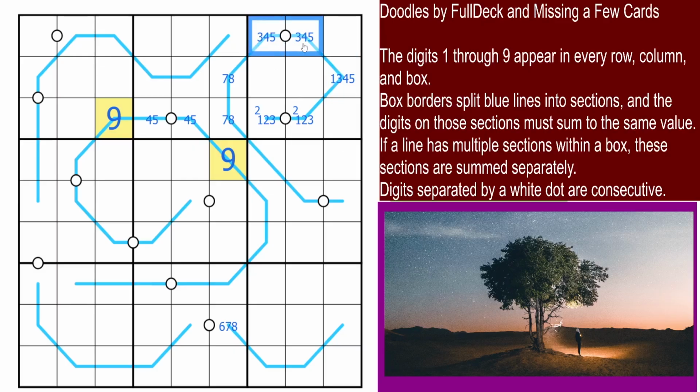Oh, and that means this has to be 4, right? 4 has to be here because this is now either 3, 4 or 4, 5. So 4 has to be here, and we can remove 4 from here. And somehow this only becomes the odd digit, which is 1, 3, 5.